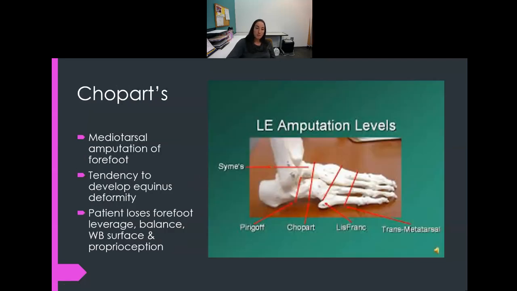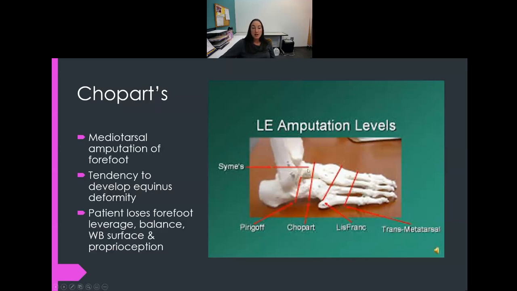With Syme's, here is where it is cut, right at the ankle joint. With Chopart, it is here through the tarsals, Lisfranc through the metatarsals, transmetatarsal through the metatarsal. So with the Chopart, it's a metatarsal amputation of the whole forefoot. The whole forefoot is gone.